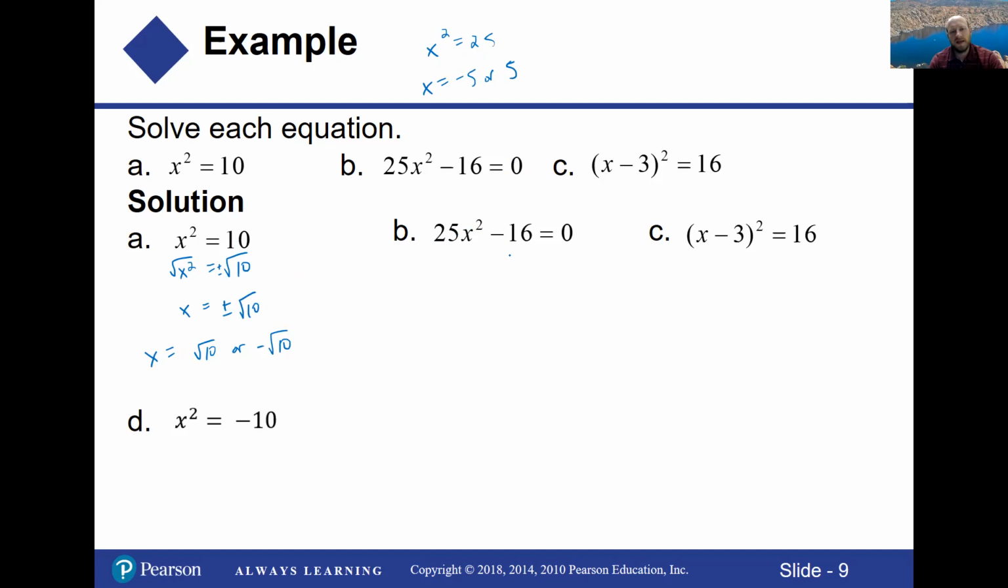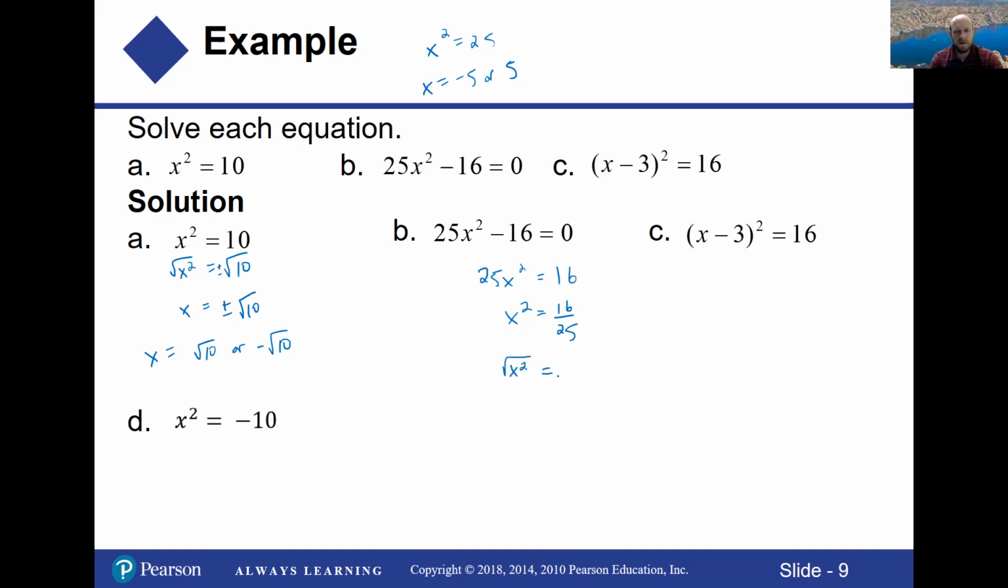So again, this one has no middle x term. So what you do is you try to get x squared alone. So I'm going to add the 16 over. I have 25x squared equals positive 16. I divide by 25. So I have 16 over 25. And at this point, because our x squared term is alone, I can square root both sides.